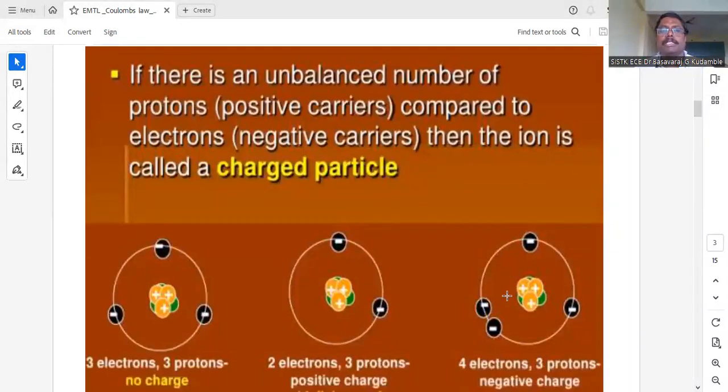So now let us see here in the first diagram, we have 3 electrons and 3 protons, no charge. In the second diagram, you have 2 electrons and 3 protons. It is a positive charge because there is one deficiency of electron. So positive charges are more here. Then 4 electrons and 3 protons. So it is a negative charge.